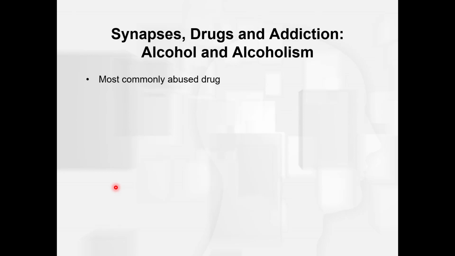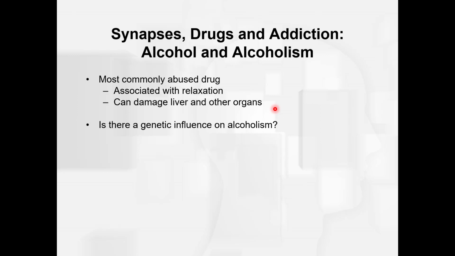So alcohol is probably the most commonly abused drug. It's legal, and we use it socially. Because of that, it has this risk of becoming very commonly abused. We associate it with relaxation, but it can also damage the liver and other organs, and cause lots of other personal and professional problems in people's lives. So is there a genetic influence of alcoholism? And the answer is yes.